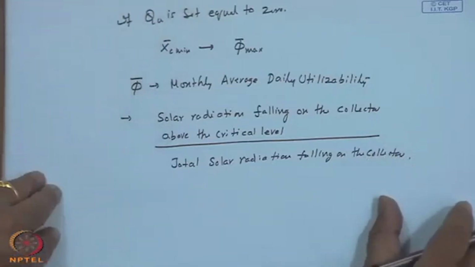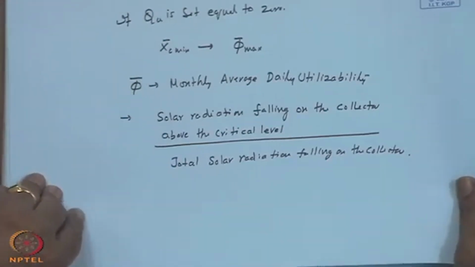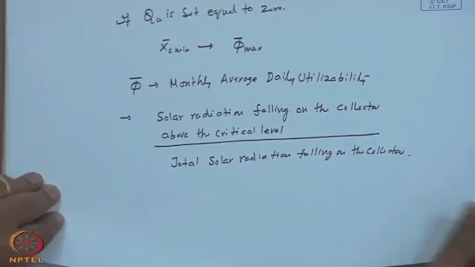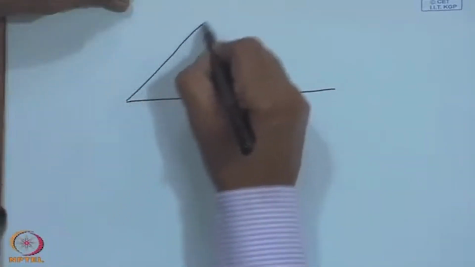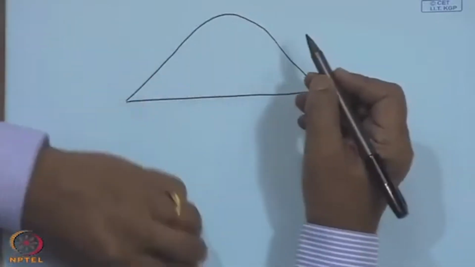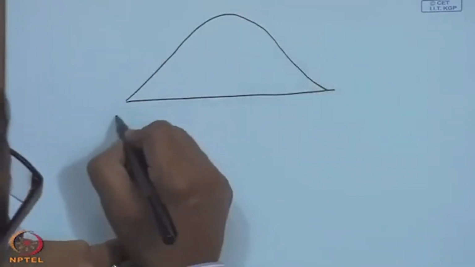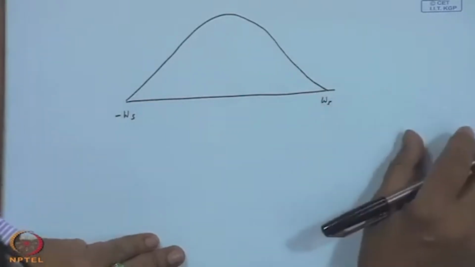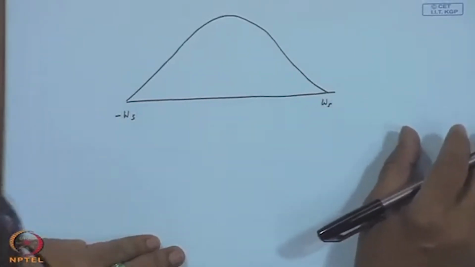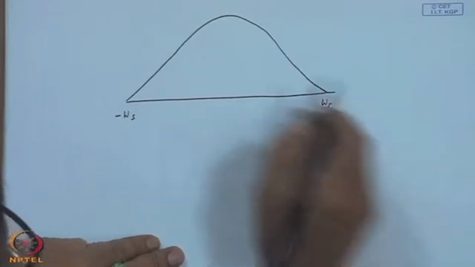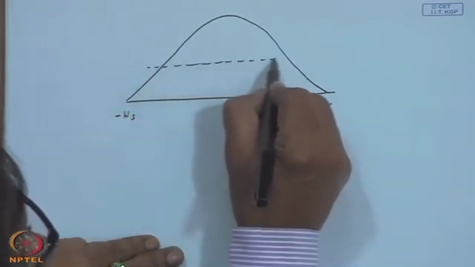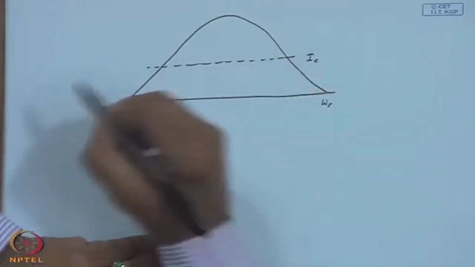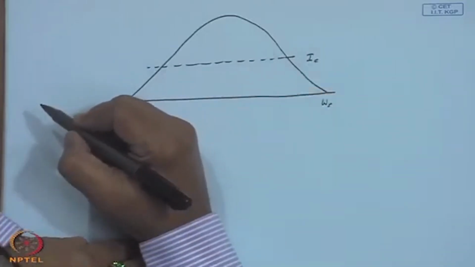Okay. The general definition of utilizability is how much of the solar radiation is above the critical level compared to the total solar radiation falling on the collector. Pictorially, this is some solar radiation distribution from minus omega s to plus omega s. It does not have to be smooth, it can be cloudy. It does not have to be symmetric if the collector is not facing south. This is my I c, the critical level which we are talking about.